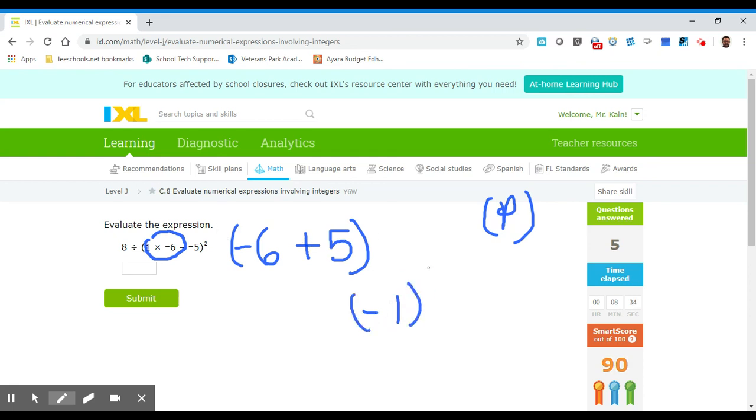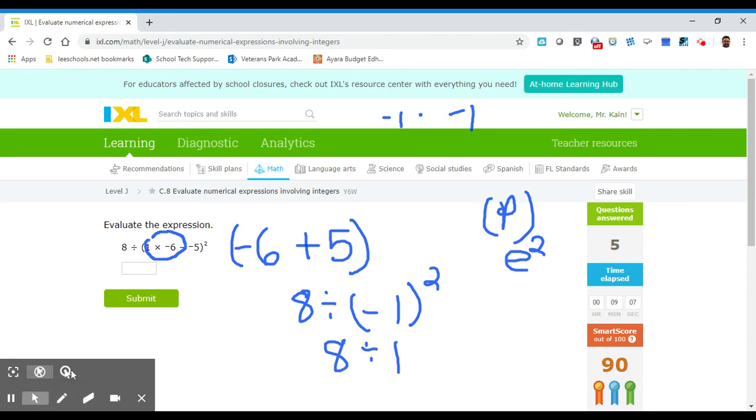Now the exponent's still out there, and then it's 8 divided by whatever this is. So now we move to the next step, which is exponents. We have the exponent right here. So this is the same thing as -1 times -1, because exponent means we multiply it by itself that many times. And the negative times a negative is a +1. So we have 8 divided by +1. And we know that 8 divided by +1 is just 8. Let's type that in there and click submit.